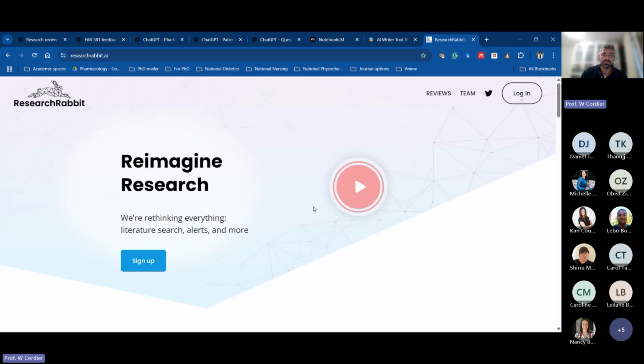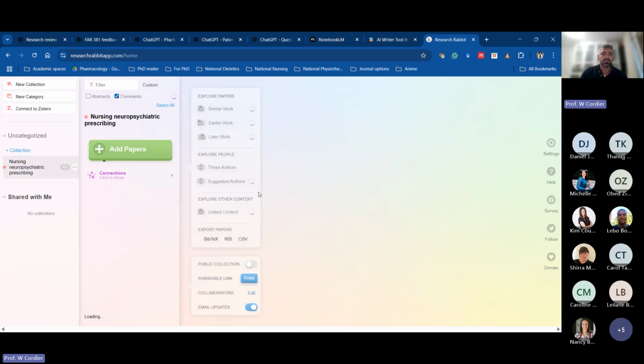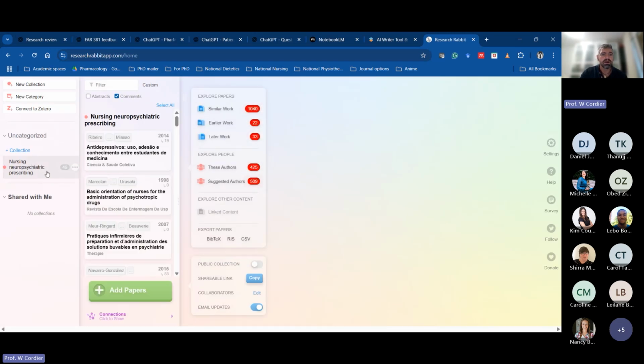Research Rabbit is completely free. You just need to sign in, nothing complicated about it. And when you log in, you have the ability to upload PDFs and various bibliographies. So you can, for example, upload bibliographies from Zotero or as BibTeX, RIS, or CSV files. So for example, you can see that here's a collection called Nursing Neuropsychiatric Prescribing.